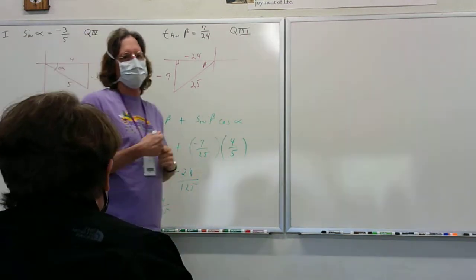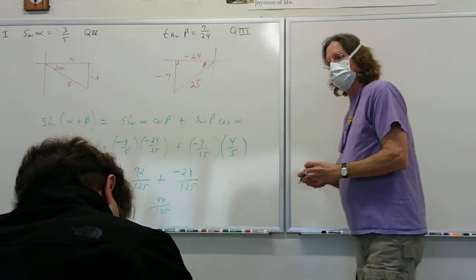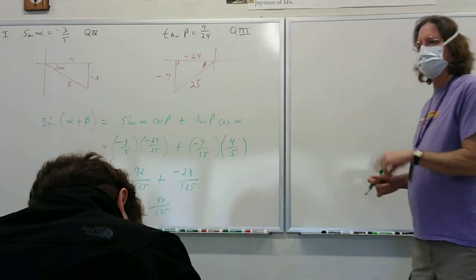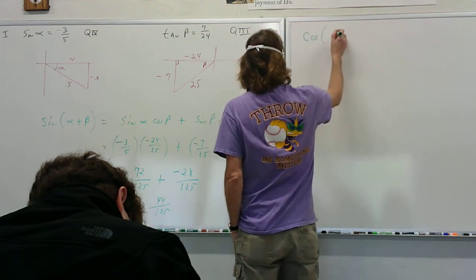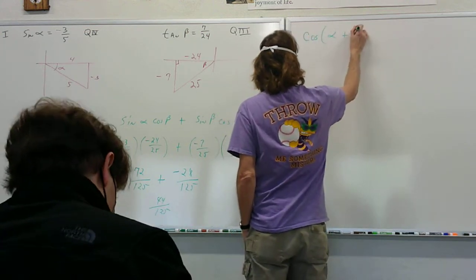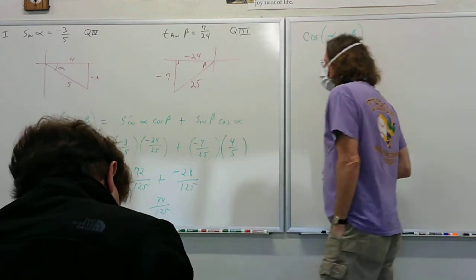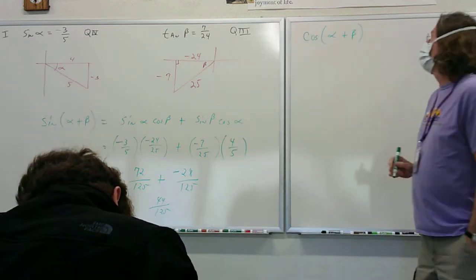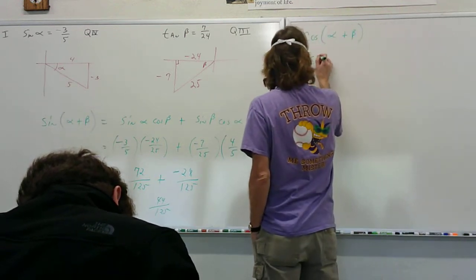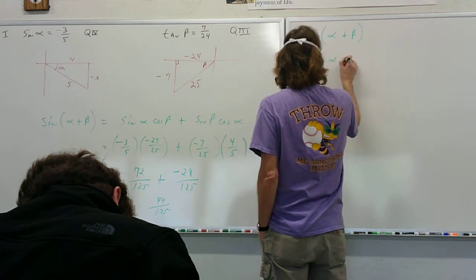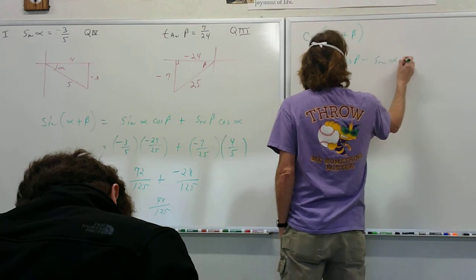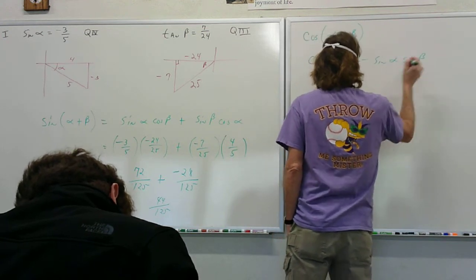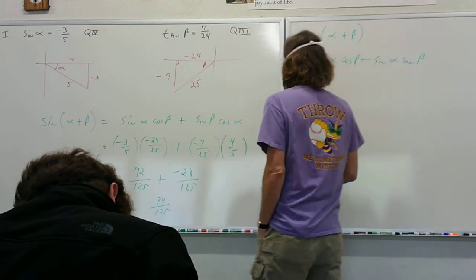Okay? Let's go ahead and do cosine of alpha plus beta just because it'll be good practice, and I'll show you a little trick. Cosine alpha plus beta. The rule for cosine of alpha plus beta is cosine alpha, cosine beta, minus sine alpha, sine beta. And it is a minus sign right there.